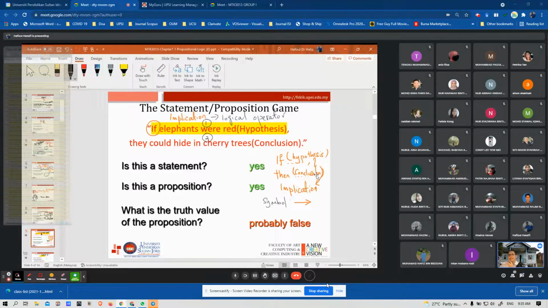Okay, so we look at the hypothesis and conclusion. In some cases, the hypothesis comes first and then the conclusion. And then we can also see the conclusion follows the hypothesis. Okay, we have two conditions here. We will have either hypothesis then conclusion, or conclusion then hypothesis. We will see later.